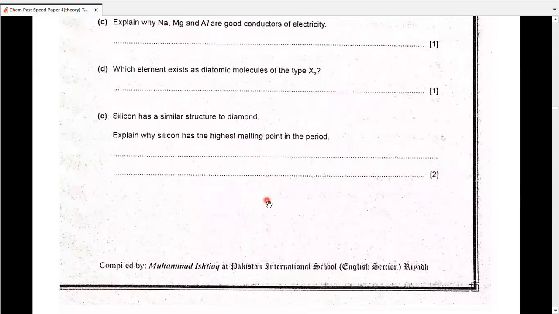Which element exists as diatomic molecules? It is fluorine. Chlorine, great. Next is part E. Silicon has a similar structure to diamond. Explain why silicon has the highest melting point.